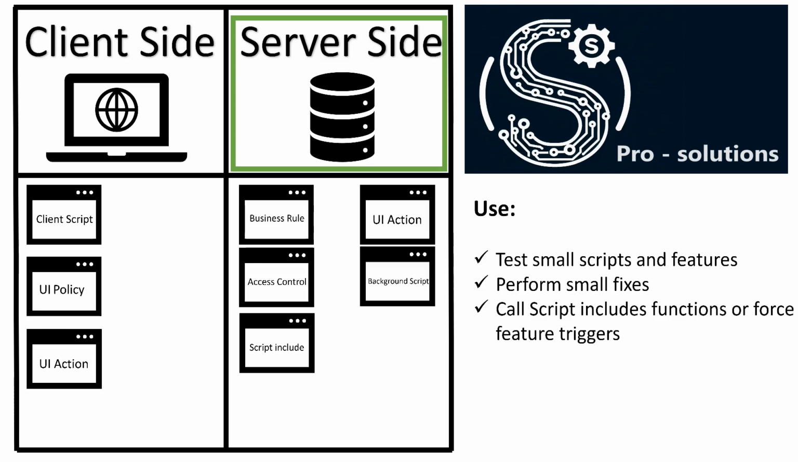Call script includes functions or force feature triggers. We can use the background script as a specific trigger for a certain code that may have been stopped or that has not been executed due to a failure or a system crash.